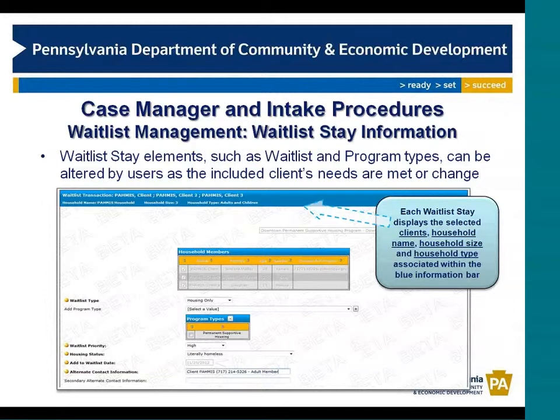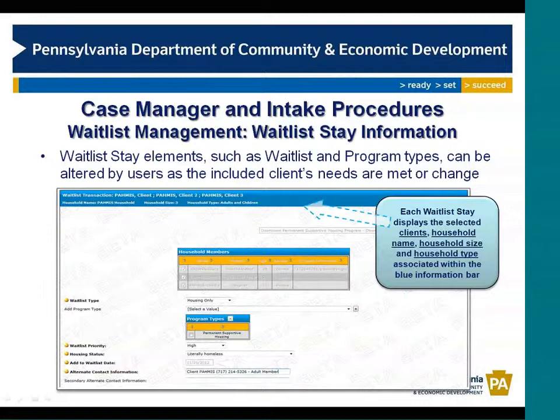To view a waitlist transaction, you just open it up, click on the record, and as you see here, it shows all the information that was entered when the waitlist transaction was created. Every single member that was added, we have the blue information bar, just like the referrals, showing client and household information. It also has a grid of all the household members that are included, their position, age, gender, as well as contact information.